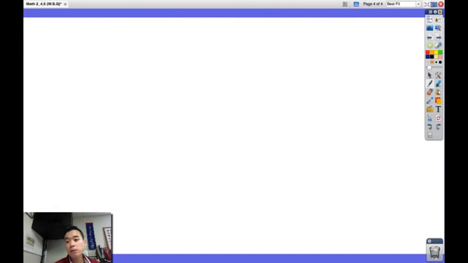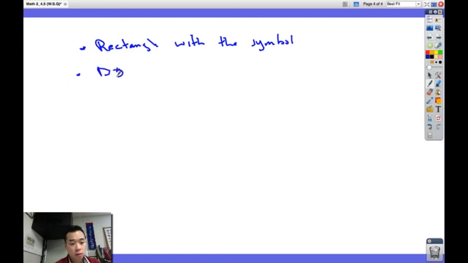So in review, the first thing you always want to do is put a rectangle around each term with the symbol to the left. And then build a do, undo. And that's how you solve multi-step equations.